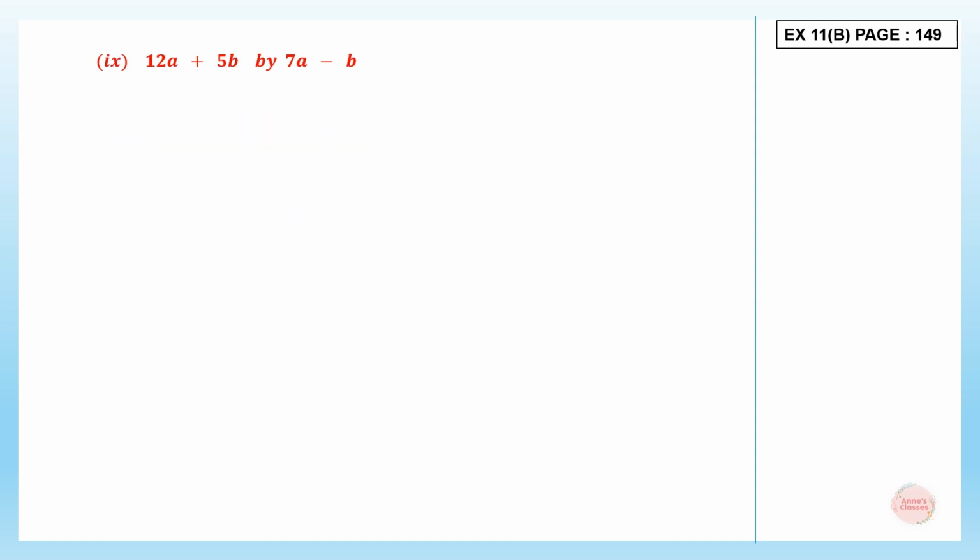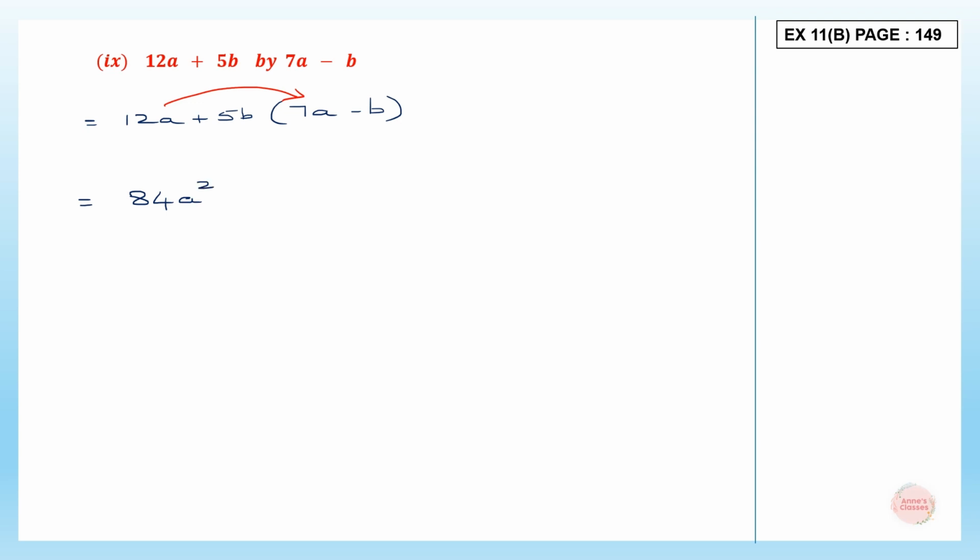Question 9. So here also let's take the binomial. The first binomial is 12a plus 5b and multiply this by the second one, which is 7a minus b. So multiply the first one, 12a into 7a. So multiply the numbers first. 12 sevens are 84. A into a is a to the power of 2.